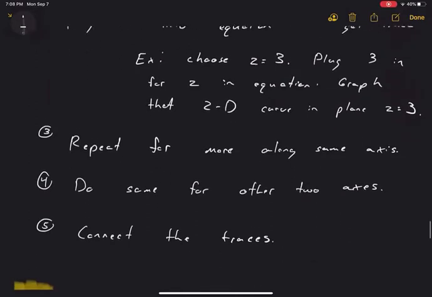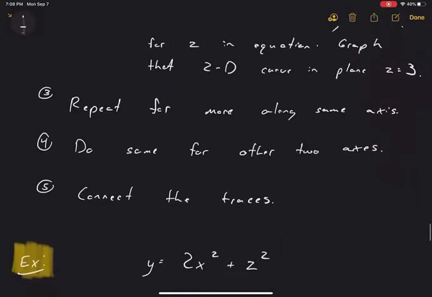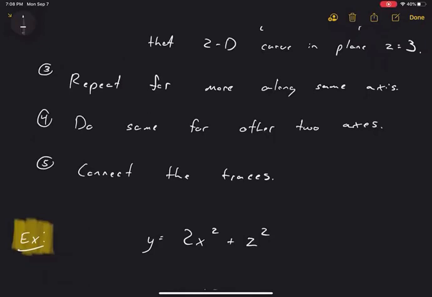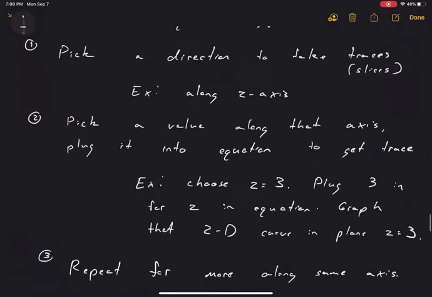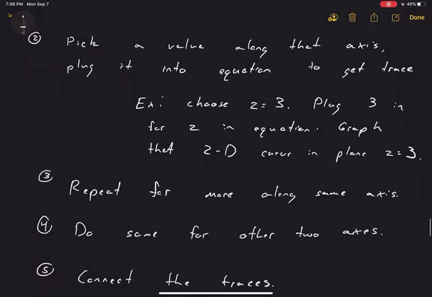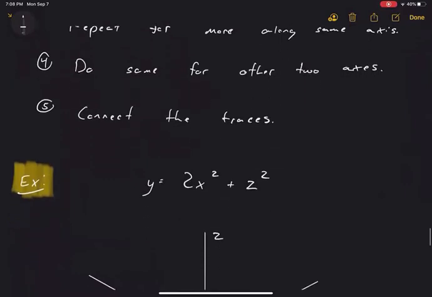Step 3 is to repeat that process for more values along that same axis. If I pick the z-axis, I'm just going to graph more traces along the z-axis. That's all we did for cylinders, right? But for quadratic surfaces, we should also do it in the other two directions. Quadratic surfaces are a bit more complicated. It's not enough to go in just one direction. We should probably go in all three directions. So that's step 4: do the same steps in the other two directions. Then the last step is to connect all the traces to get a picture of what's really going on.